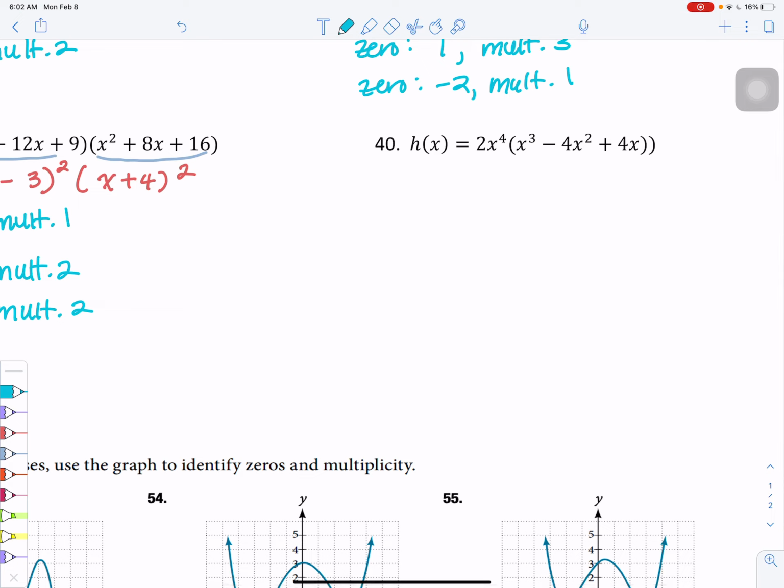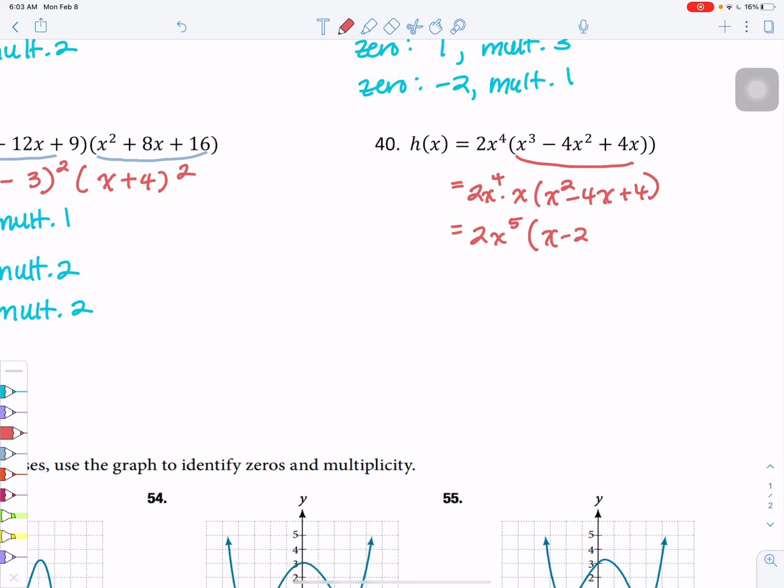And in number 40, we first can see that we could factor out another x out of this term. You see it has a common factor of x. So I'll just put the x there initially. X squared minus 4x plus 4. So this actually becomes 2x to the 5th. And now we can factor this x minus 2 all squared.